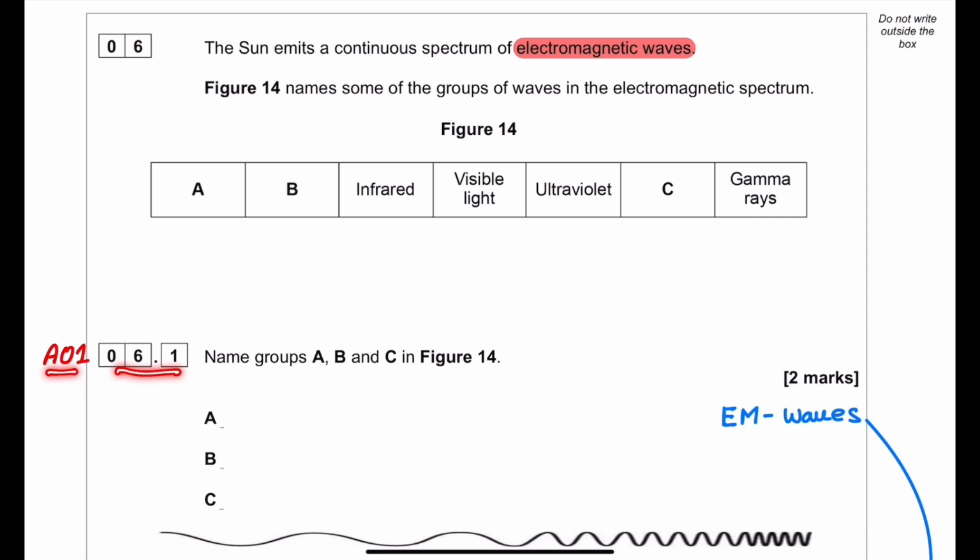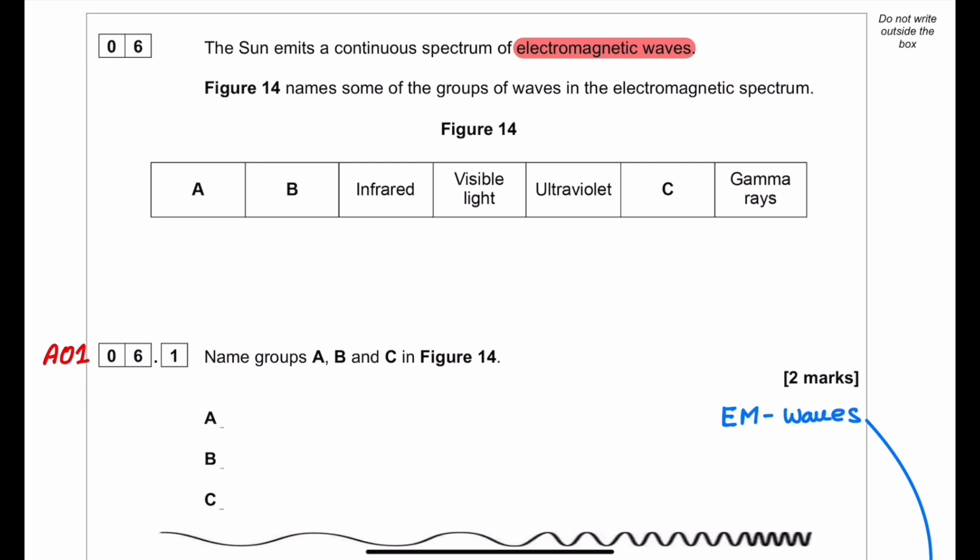6.1 is an AO1 question. Name the groups A, B, and C in figure number 14. We know that in the electromagnetic spectrum, we have the radio waves, microwaves, infrared radiation, ultraviolet radiation, gamma radiation, X-rays, and visible light. Out of the 7 electromagnetic radiations, we have only 4: infrared, visible light, ultraviolet, and gamma rays.